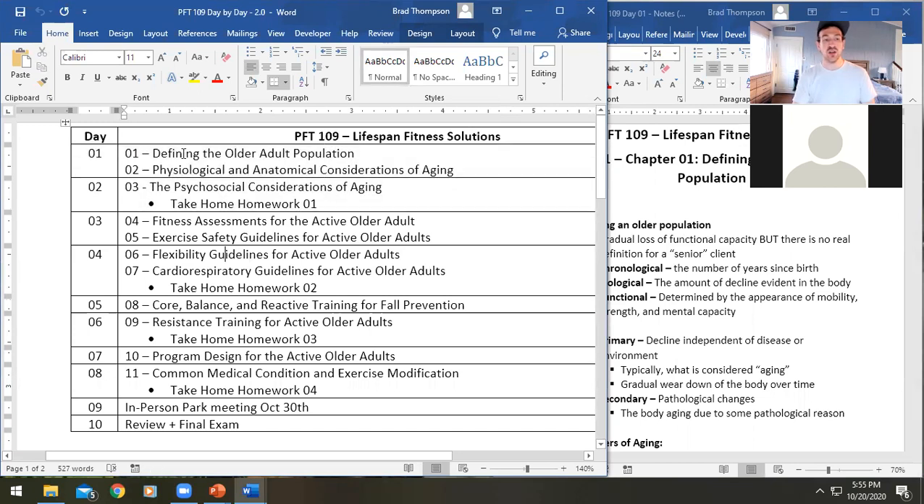Days 1 and 2, we're going to talk about defining older populations and talk about the physiologic considerations and how they are slightly different. Tomorrow, we'll look at the psychology. Then we're going to dive into fitness assessments for seniors, which will make a lot of sense considering we've been talking about them for the last couple in-person meetings, as well as some safety guidelines.